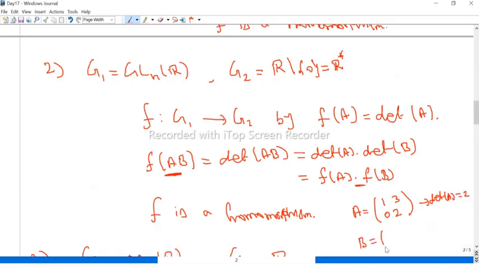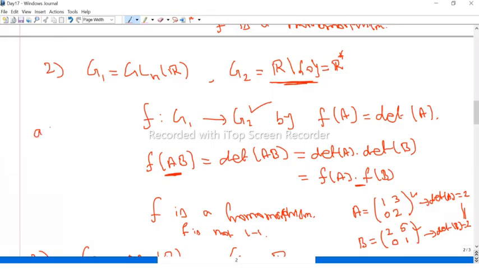Suppose I'm taking another matrix B, suppose 2, 5, 0, 1. So this is a different matrix. Again, what is the determinant of this? It is again the product of the diagonals, 2. So A and B are different, but the images are the same. Therefore, this function is not 1-1. So F is not 1-1. Now what about onto? Is this onto? That means, if you take any element in the codomain, but what is the codomain? Non-zero real numbers.